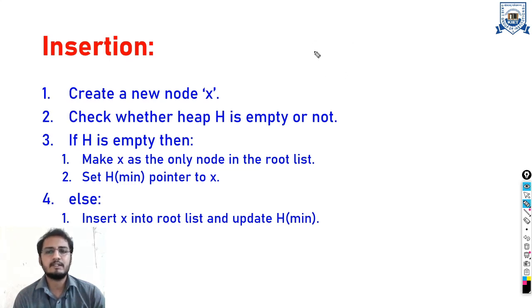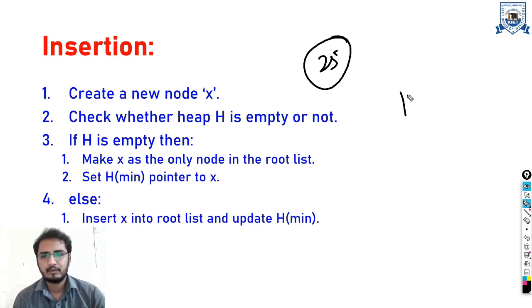Suppose we want to insert a node 25 to a Fibonacci heap. So let's follow the algorithm. First, you will create a node x. So this will be your node x. You will write the value here. Now you will check whether the heap is empty or not. So in this case, the heap is empty. We do not have a heap now.